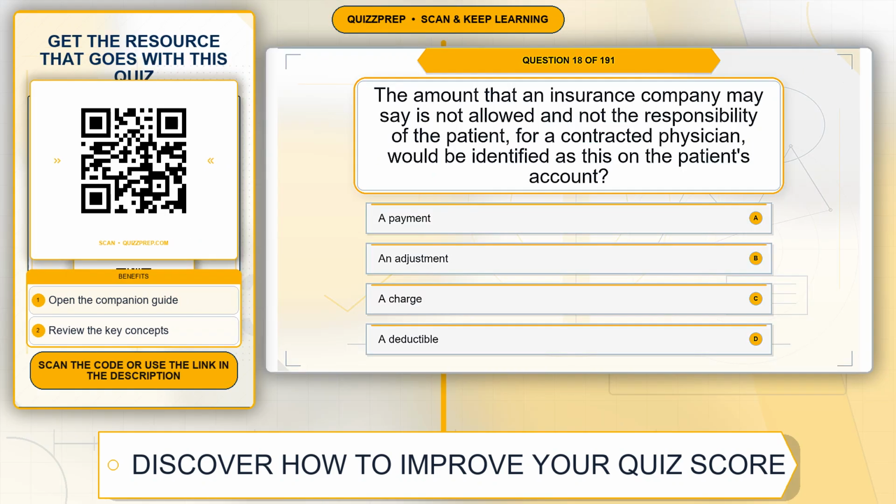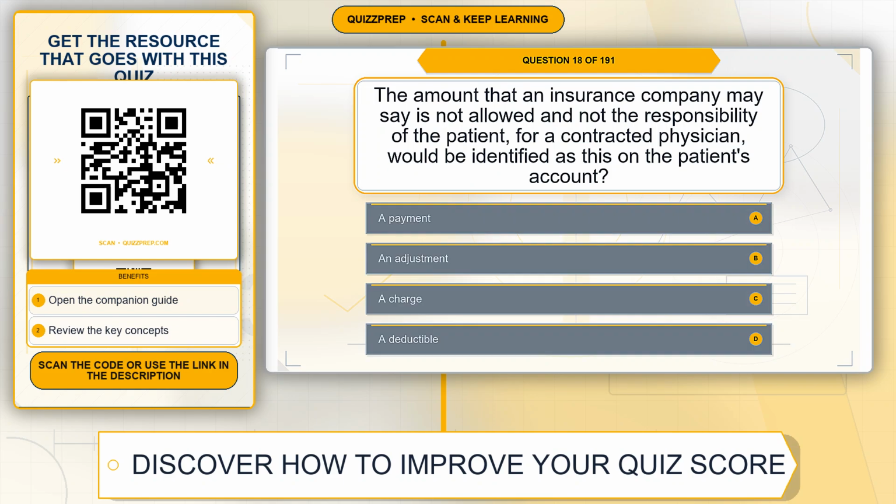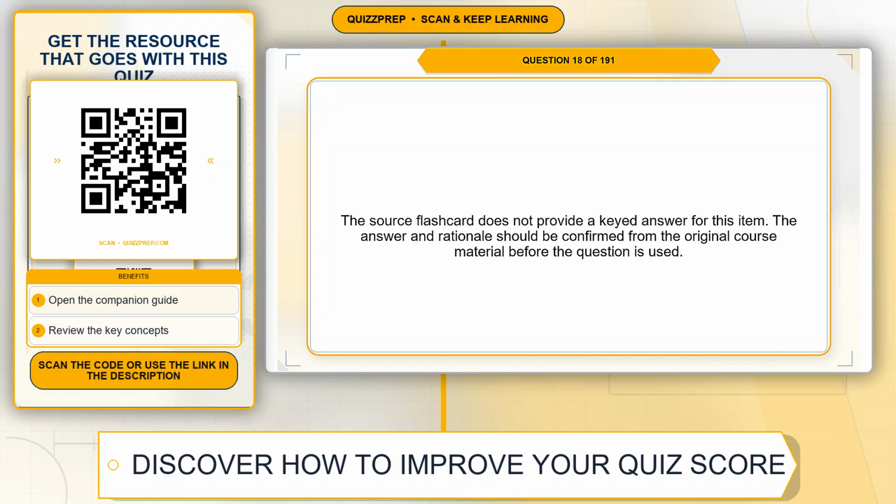Question 18. The amount that an insurance company may say is not allowed and not the responsibility of the patient, for a contracted physician, would be identified as this on the patient's account. Option A, a payment. Option B, an adjustment. Option C, a charge. Option D, a deductible. The correct answer is not shown. Explanation: the source flashcard does not provide a keyed answer for this item. The answer and rationale should be confirmed from the original course material before the question is used.